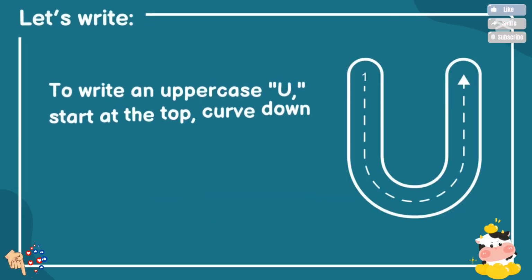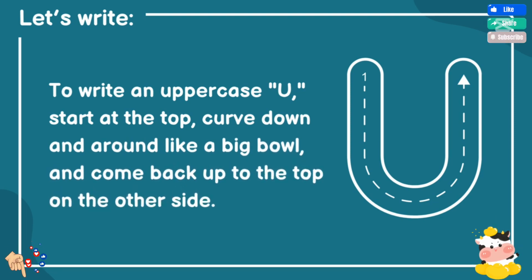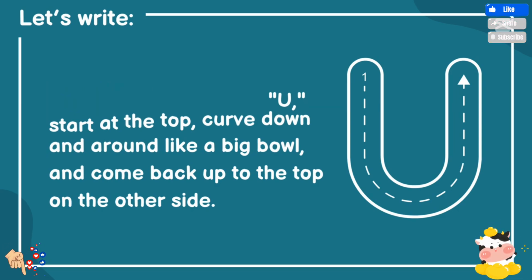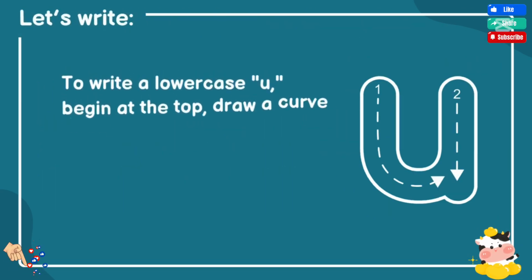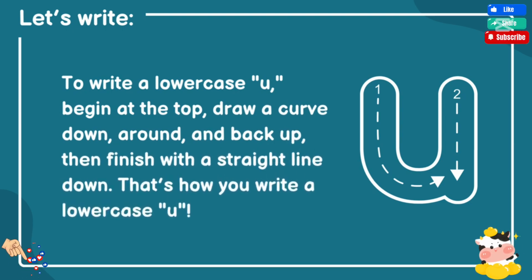To write an uppercase U, start at the top, curve down and around like a big bowl, and come back up to the top on the other side. To write a lowercase u, begin at the top, draw a curve down, around, and back up, then finish with a straight line down. That's how you write a lowercase u.